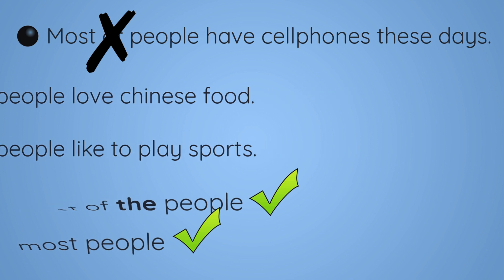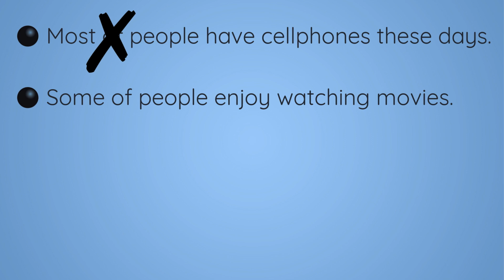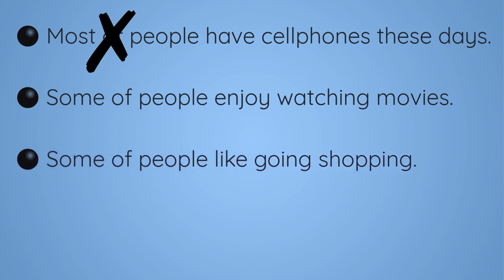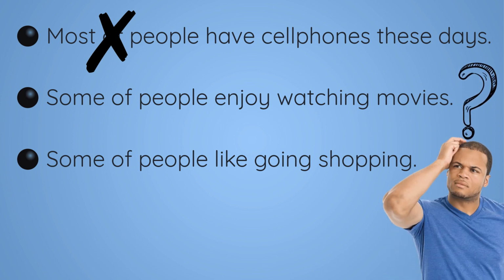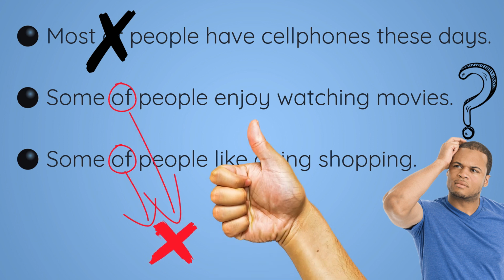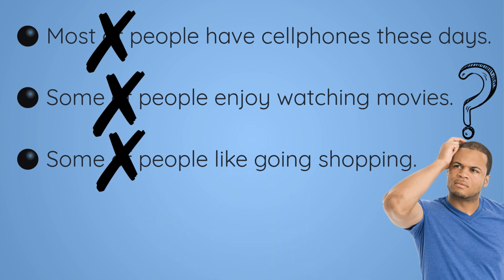What about the next one? Some of people enjoy watching movies. Some of people like going shopping. What's the mistake here? If you said "of" is the mistake, again you're right. It's just like "most of." We don't say "some of." We say "some people."